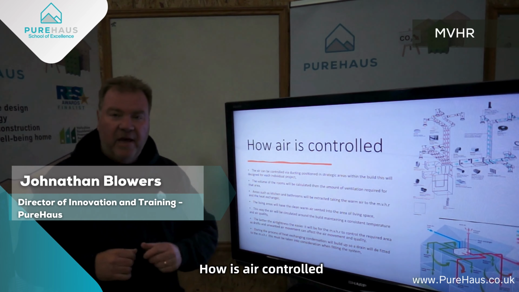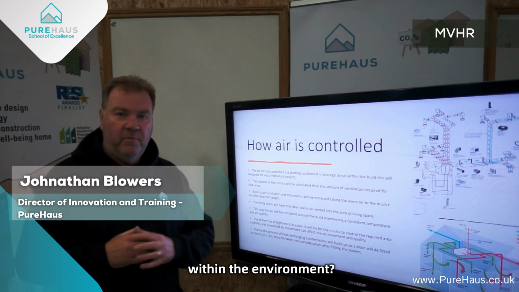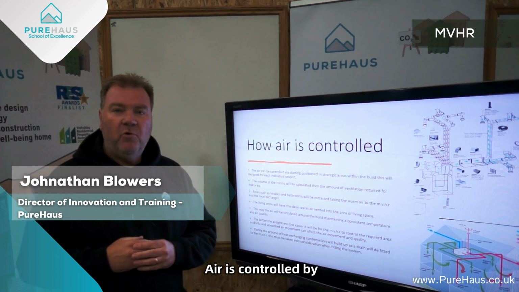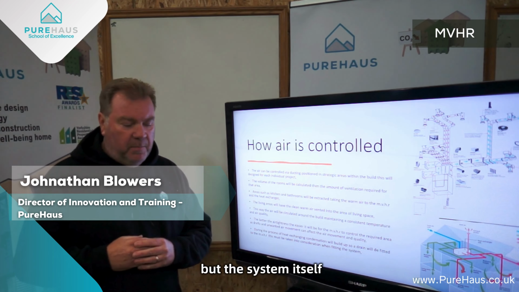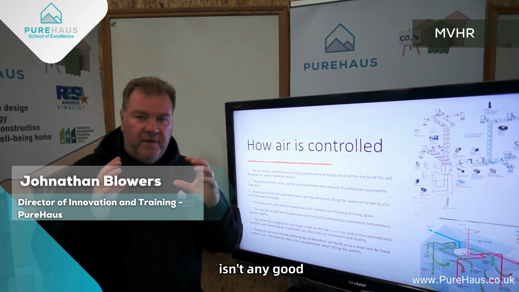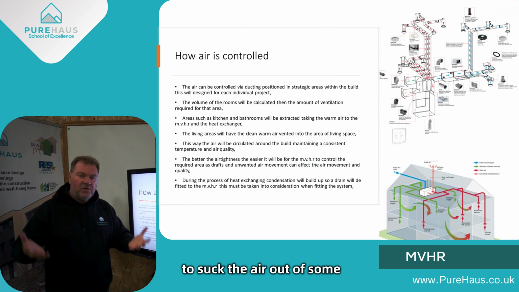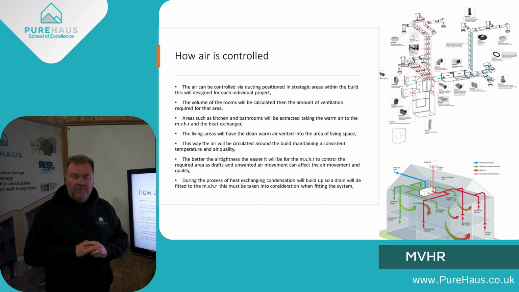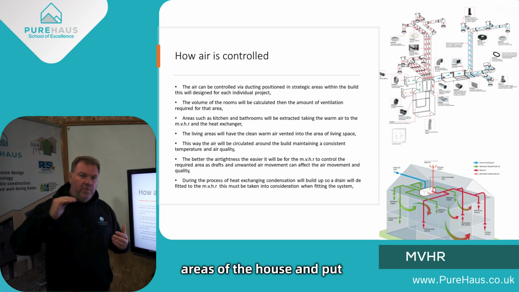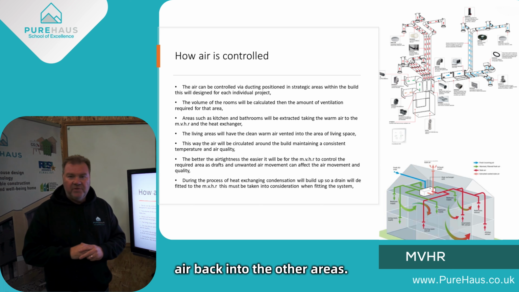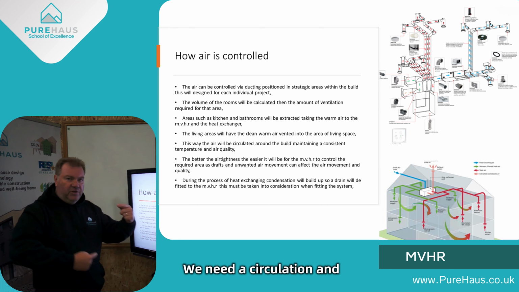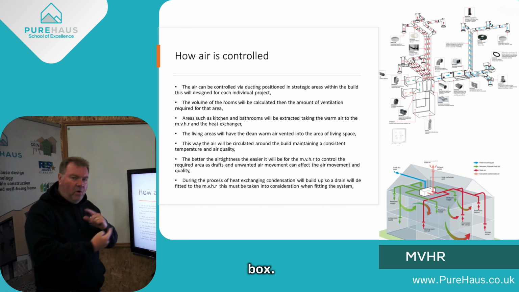How is air controlled within the environment? Air is controlled by the MVHR system, but the system itself isn't any good. There's ducts and stuff around it to suck the air out of some areas of the house and put air back into the other areas. We need a circulation and movement of air within our box.